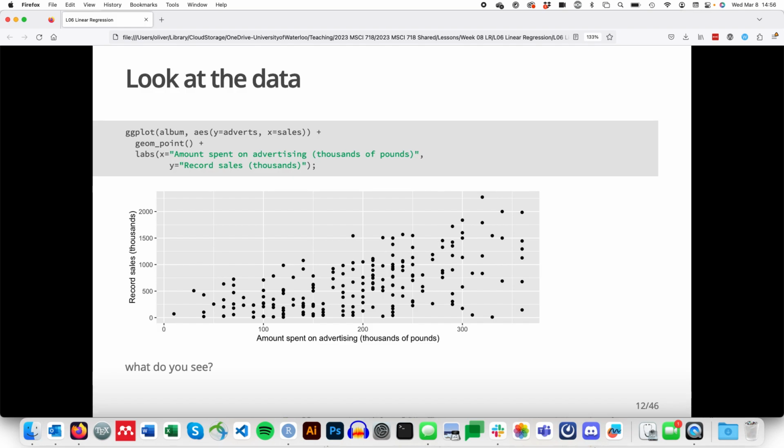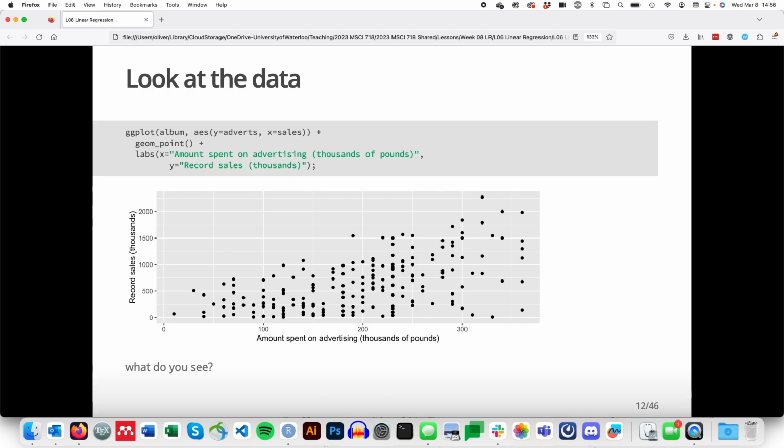Positive correlation, yes. So as we spend more on advertising, we see more record sales. Do we see anything else going on? Is this a purely straight line correlation? No. Why do we say no? The variance, yeah. What's going on with the variance? Seems to be a little higher. Not constant. Higher where?